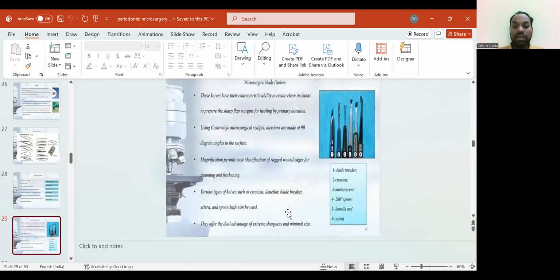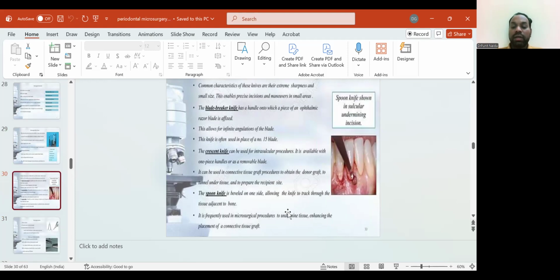Microsurgical blades or knives have the characteristic ability to create clean incisions to prepare sharp flap margins for healing by primary intention. Using castroviejo, microsurgical scalpel incisions are made at 90 degree angles to the surface. The magnification permits easy identification of ragged wound edges for trimming and freshening. Various types of knives such as crescent, lamellar, blade breaker, sclera, and spoon knife can be used. They offer the dual advantage of extreme sharpness and minimal size.